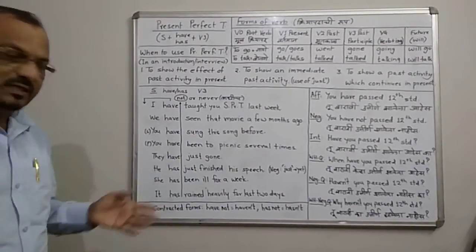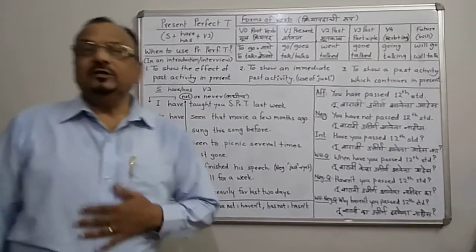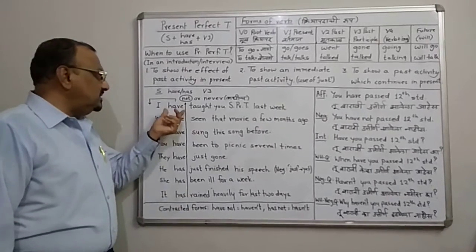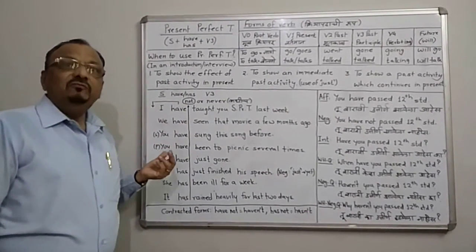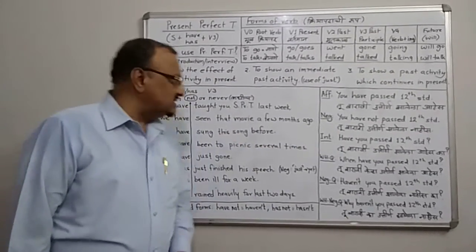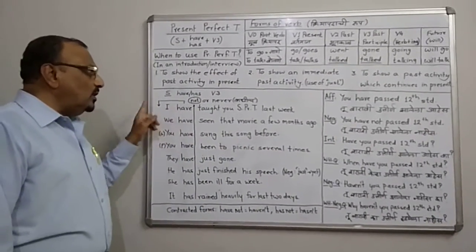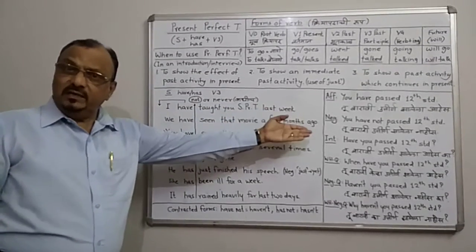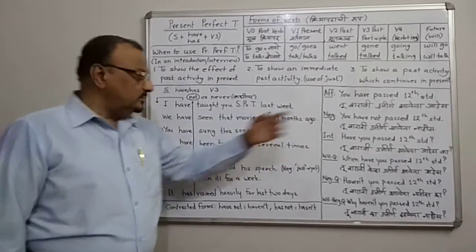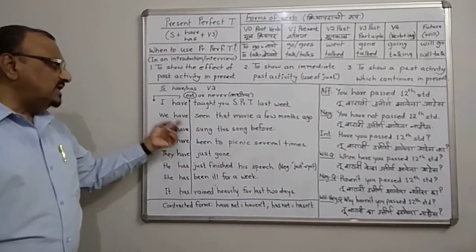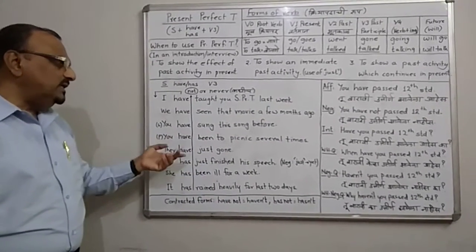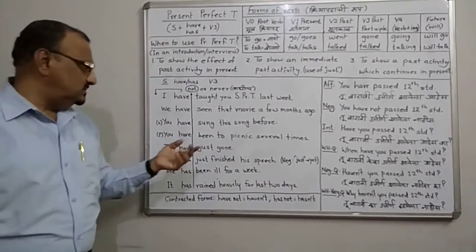Okay, these are the negative sentences. And now we can make interrogative sentences. The technique is same. Have, has are auxiliary verbs. You have to bring these auxiliary verbs before the subject and form a question and put a question mark after the sentence. For example, have I taught you simple present tense last week? Have we seen that movie a few months ago? Have you sung this song before? It's a question. Have you been to picnic several times?